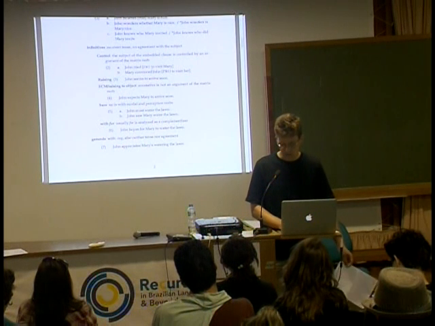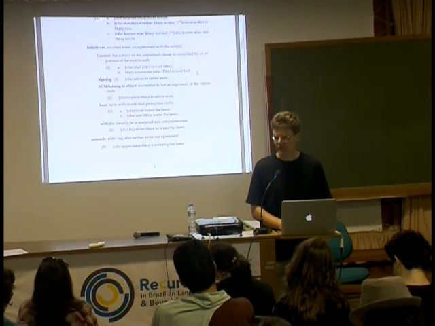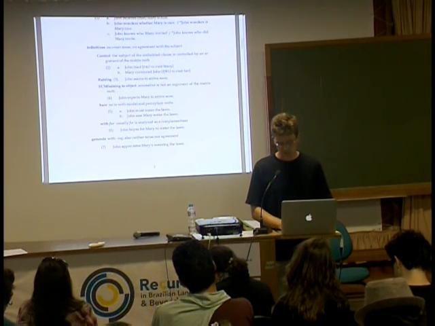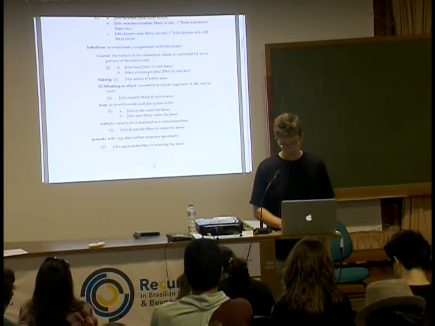B is illustrating object control. So, Mary convinced John to visit her. It's now John who is doing the visiting. But John also has to be, in some sense, an argument of "convince".